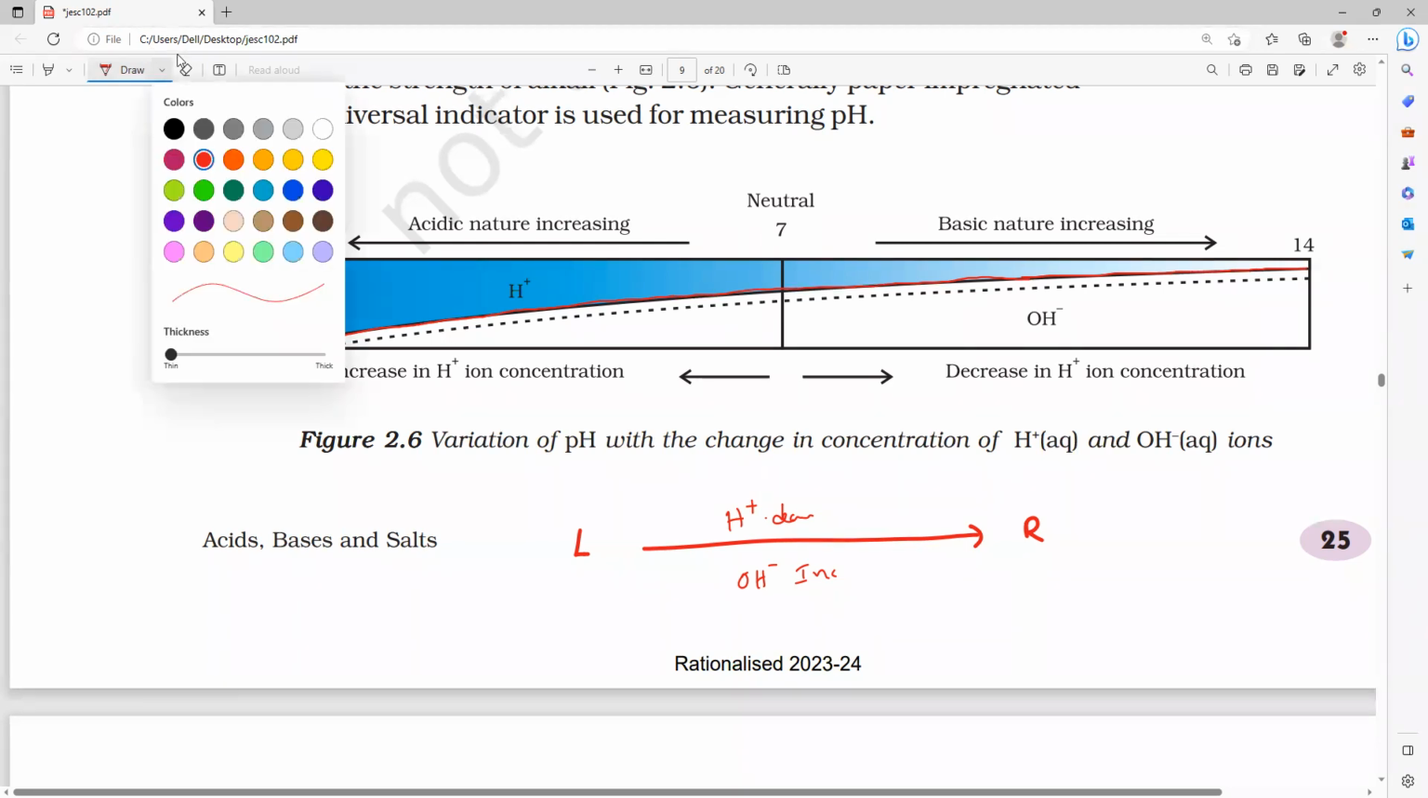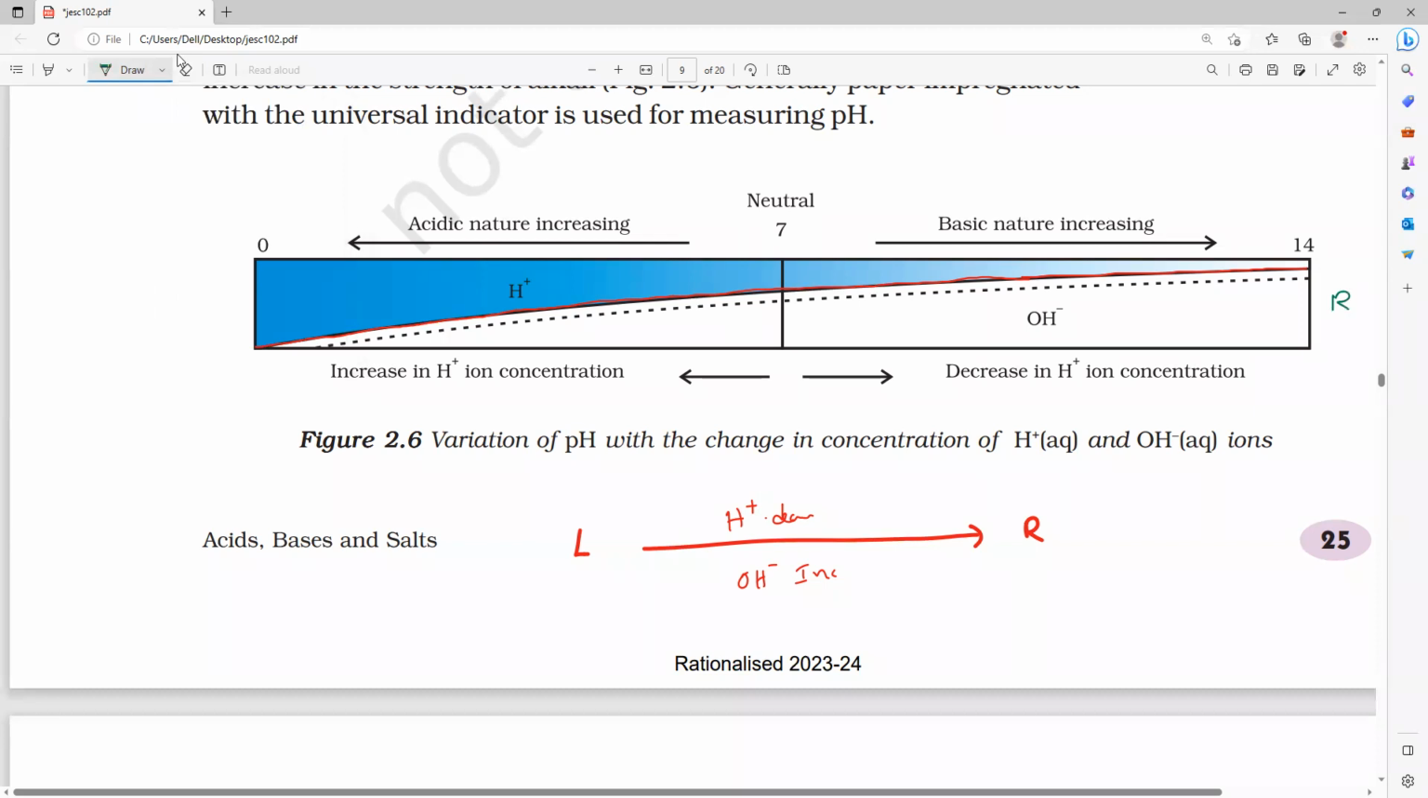Now I am moving from right to left. This is my right and this is my left. Now which ion concentration is decreasing? OH minus ion concentration is decreasing. So who is increasing? H plus ion concentration increases. Yes or no, guys? So that is what you have to remember.